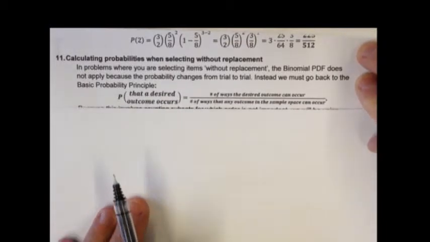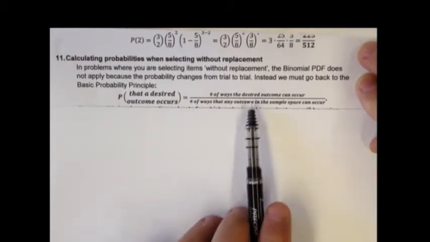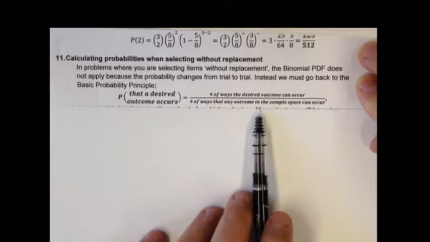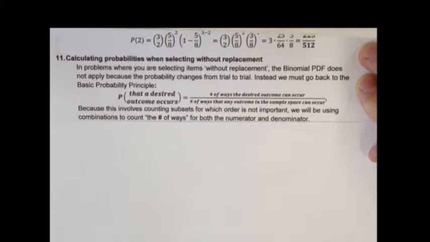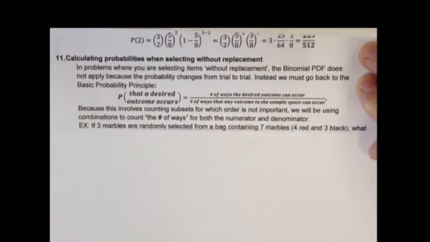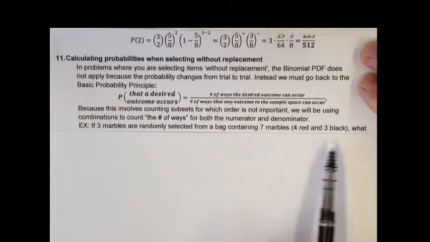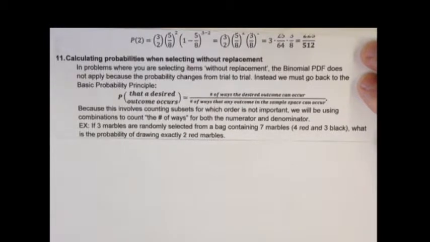The basic probability principle says the probability you get a desired outcome is the number of ways the desired outcome can occur divided by the number of ways any outcome in the sample space can occur. Now, because we're doing subsets where order doesn't matter, we're going to have to use combinations to count the number of ways something can occur, in both the numerator and denominator. For example, if 3 marbles are randomly drawn from a bag containing 7 marbles, of which 4 are red and 3 are black, what is the probability of drawing exactly 2 red marbles? Now, this time it's not a binomial because we're drawing without replacement.